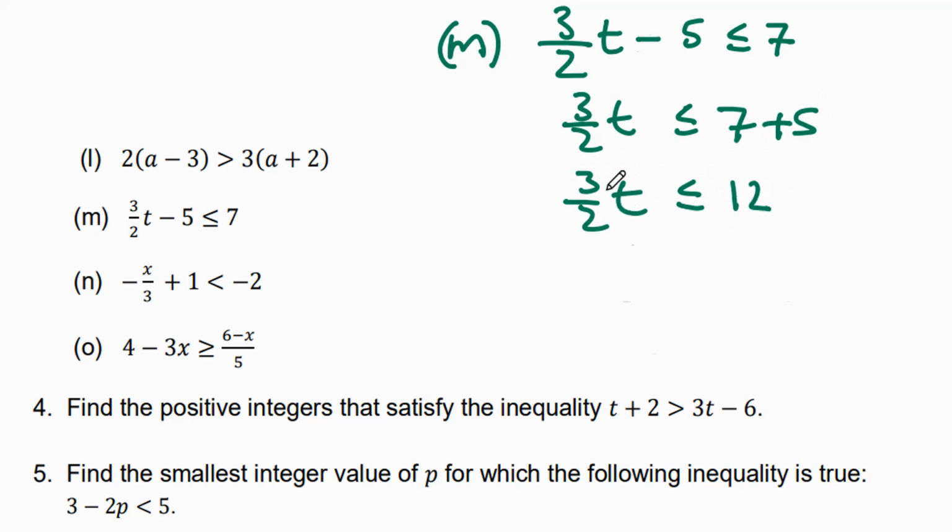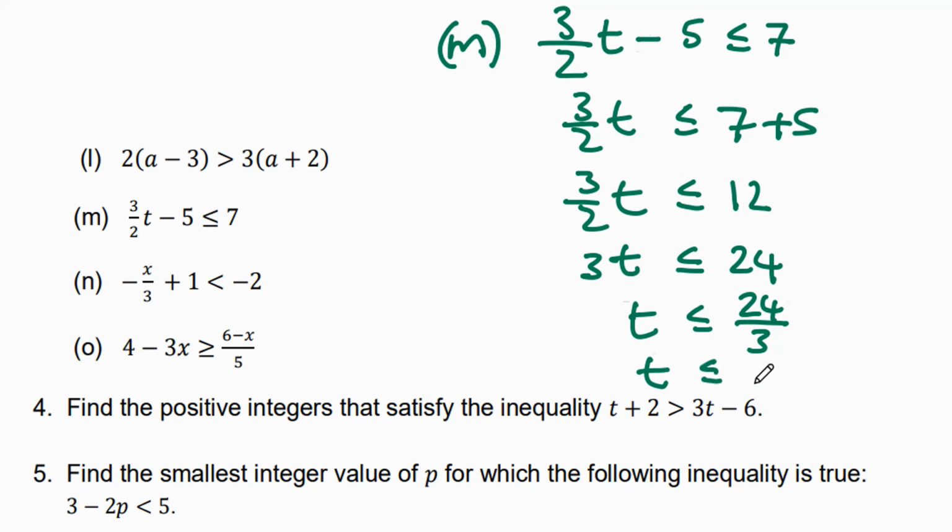Now we want to get rid of the fraction here. And since we are dividing by 2 on the left-hand side, we can multiply by 2 on the right-hand side. So 12 times 2 is 24. We are multiplying by 3 here on the left-hand side, so we can divide by 3 on the right-hand side. And of course, t will be less than or equal to 8.